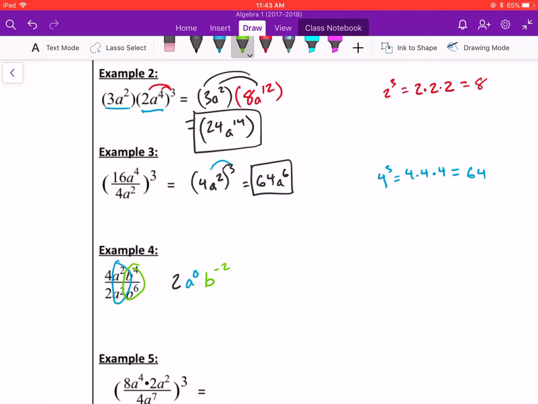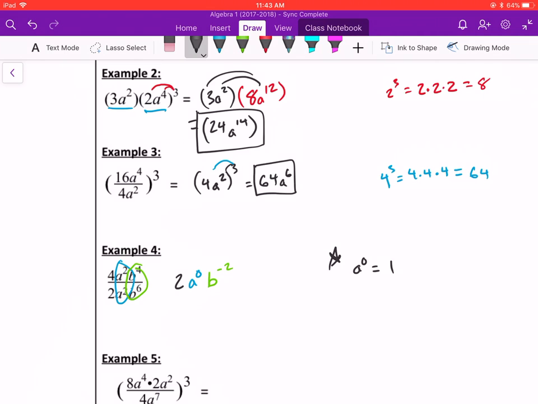Now, a couple things you've got to notice, though. a to the 0, okay? a to the 0 is always 1. Whenever you raise something to the 0, it's always 1, all right? So don't forget that. It's always 1.